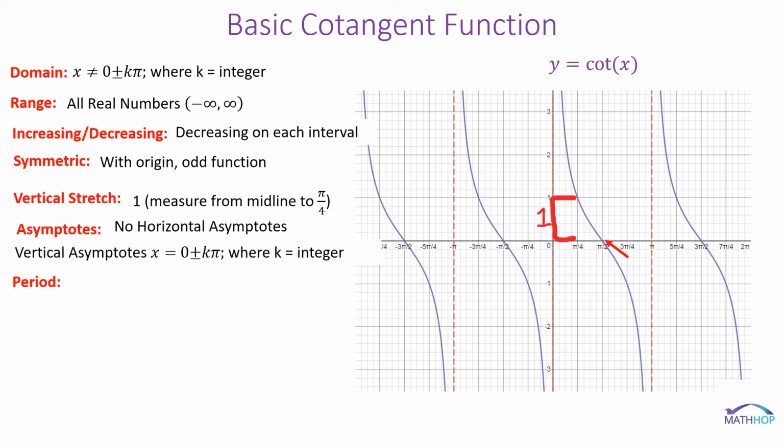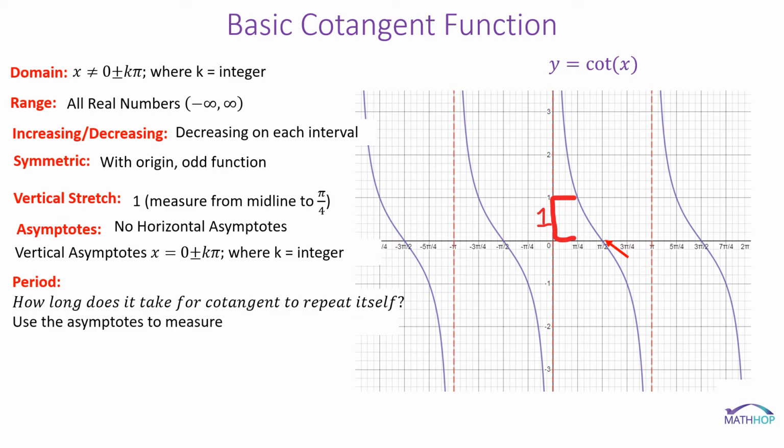Period. How long does it take for cotangent to repeat itself? How long does it take for one full cycle of cotangent to happen? Again, use those asymptotes to measure this. It's very easy to see this one. From 0 to pi is clearly pi radians. So the period of cotangent is pi, just like tangent.